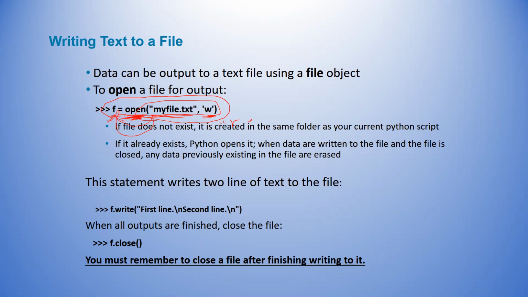If this file exists, it will open it for you to write. When you write, remember, you are overwriting everything. That means everything will be erased. And if it doesn't exist, the system will create it. Once you open it, you can write to it. Remember, everything you write to the file must be a string. So this is a string.